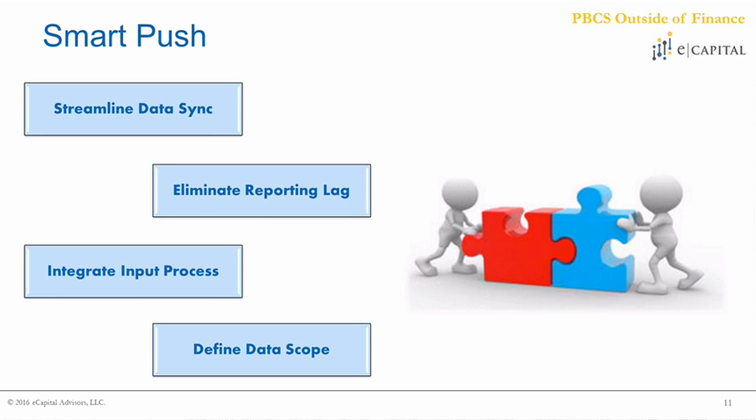So oftentimes, the scope of that data may be the context of the input form that has been built, for the Smart Push. But let's say there are allocations or calculations that happen after the input process that expands the overall data set that we want to push to the reporting cube. We can also define that data scope to be outside of simply the context of that form. So really a good opportunity to integrate the entire PBCS environment and make sure, again, that your reporting is always aligned with your input process.